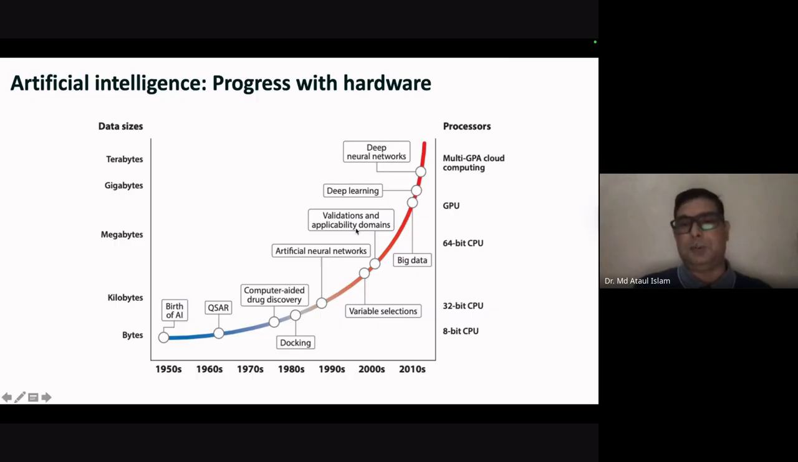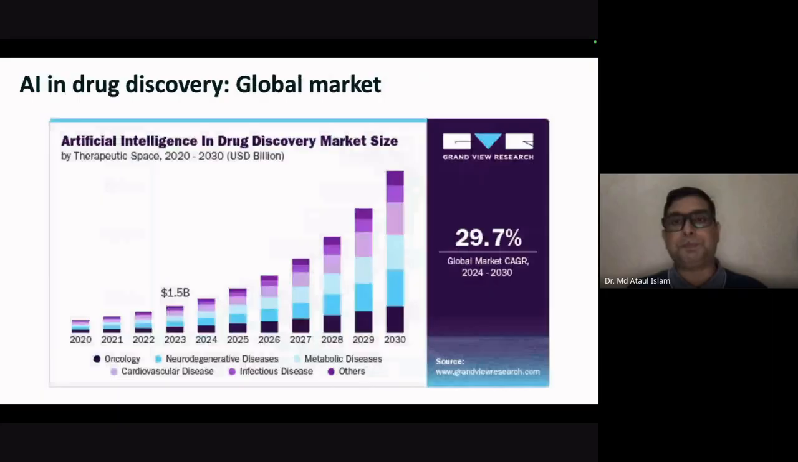So this is old data, around 2010, but the current scenario is much bigger. Once the computational power is increasing, their size is increasing, and the involvement of machine learning in drug discovery is increasing and doing a tremendous job. So here, the involvement of artificial intelligence in drug discovery, the total market size, it is, I think, 2023 data.